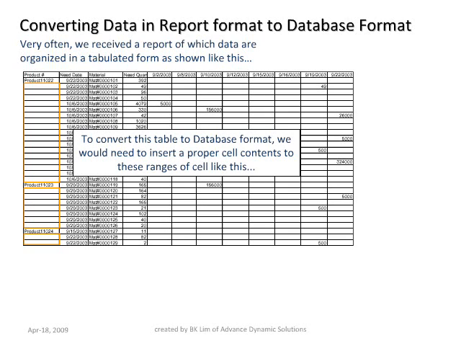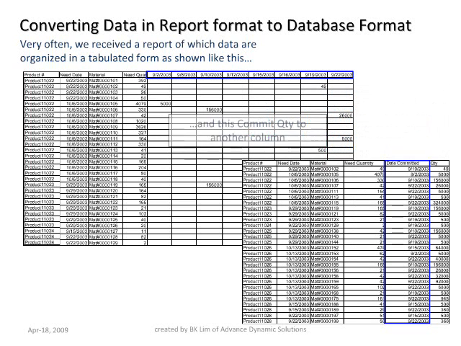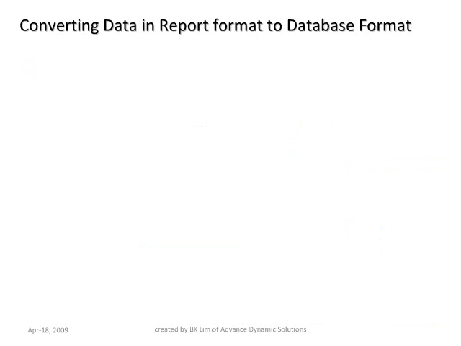To convert this table to database format, we would need to insert proper cell contents to these ranges of cells like this. And another data layout conversion is also required for this commit date information, by converting these data to a single column like this. And this commit quantity to another column like this.